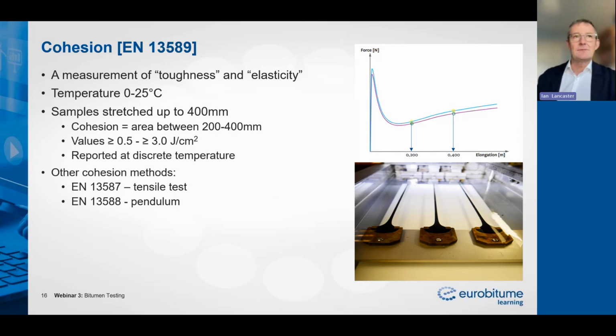For example, we could have one binder that has a cohesion of 2 joules per square centimeter at 25 degrees, and another one that has a cohesion of 3 joules per square centimeter at 15. And the question is, which is better? We can't really answer that because they're done at 2 different temperatures. So there's work to be done specification-wise.